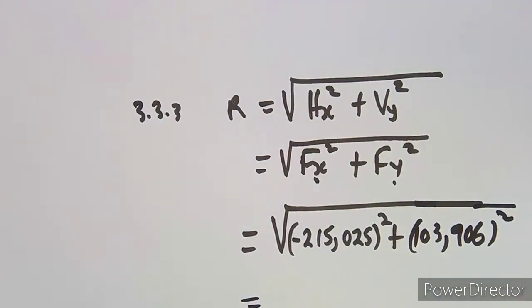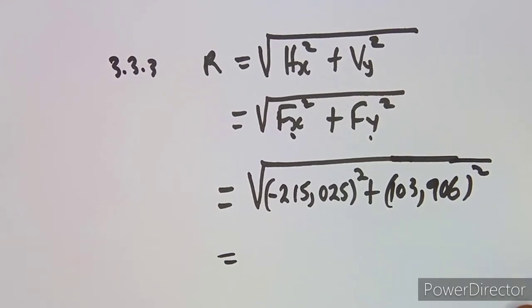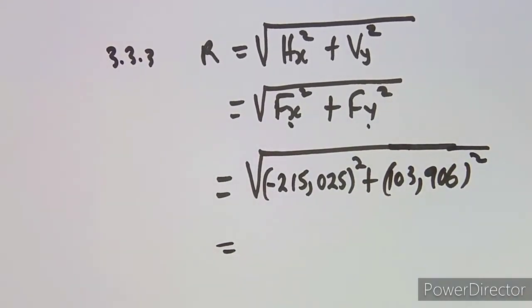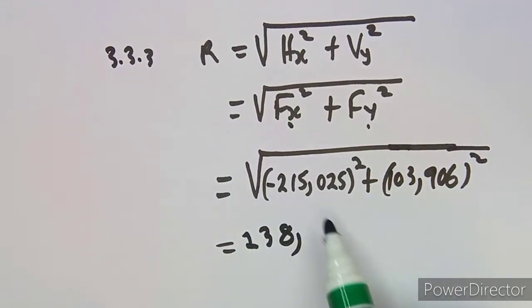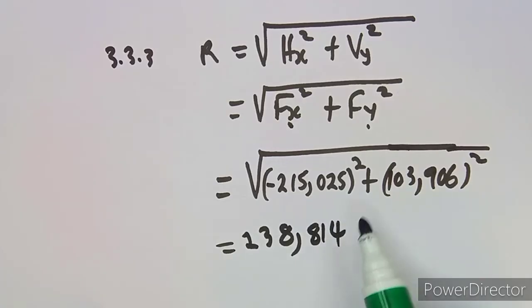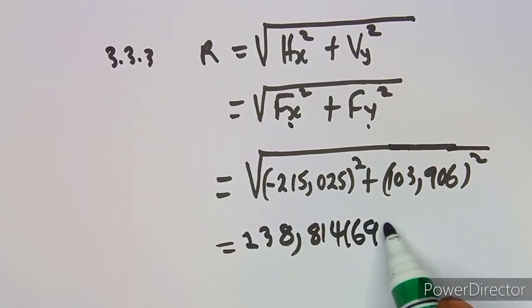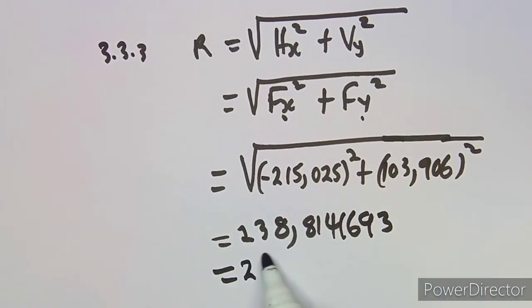So you can actually use your calculator to square these values. Let me just try to shift it here. All right, using your calculator, you're going to obtain something like 238,814.4191693. So you can round off again to 3 decimal places just like the others.